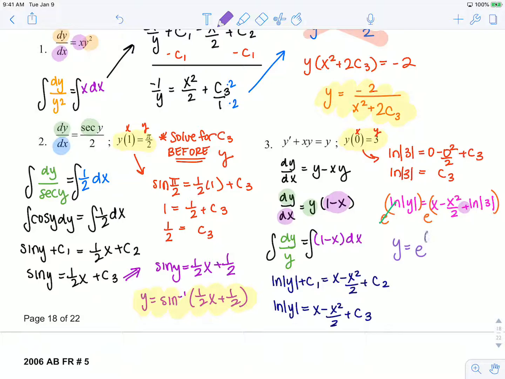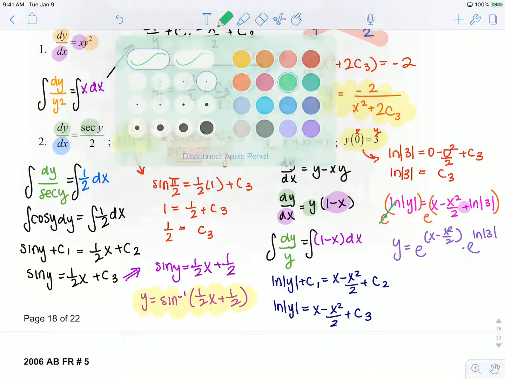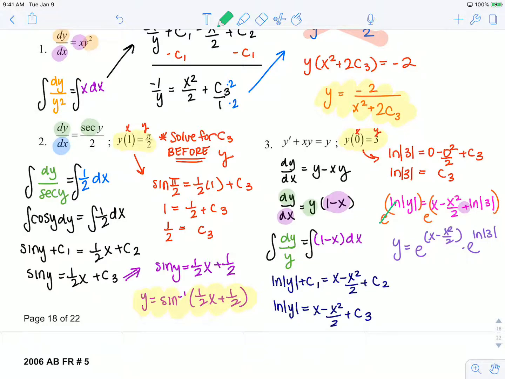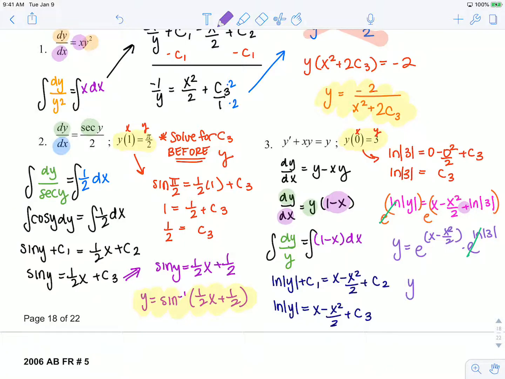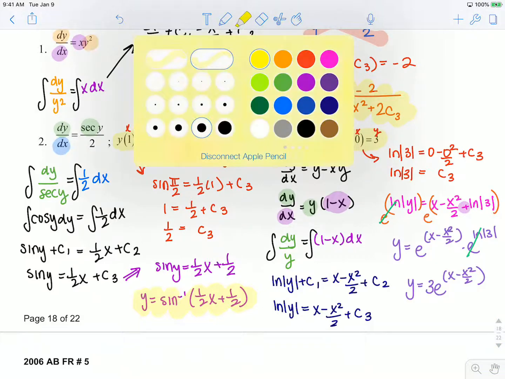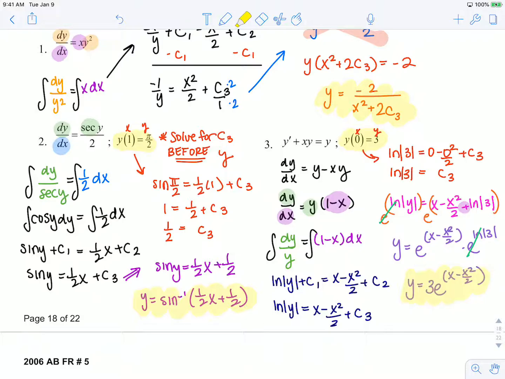So that's really e to the x minus x squared over 2 times e to the ln absolute value of 3. So that's working properties of exponents backwards. So now this e to the ln cancels, and we have y equals 3 e to the x minus x squared over 2. So remember, we always solve for c before we solve for y.